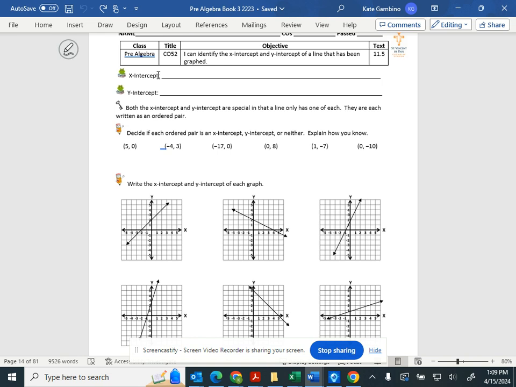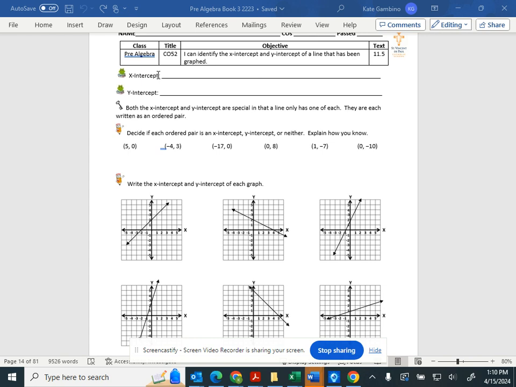Grace. That Y is always 0. So it's where it crosses the X-axis. Y will be 0. So for my Y-intercept, the X is always 0. So it's where it crosses the Y-axis. So you need to remember, X-intercept, the Y is always 0. It's where it crosses the X-axis. Y-intercept, the X is always 0. It's where it crosses the Y-axis.